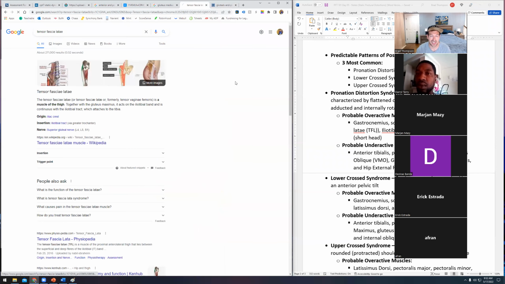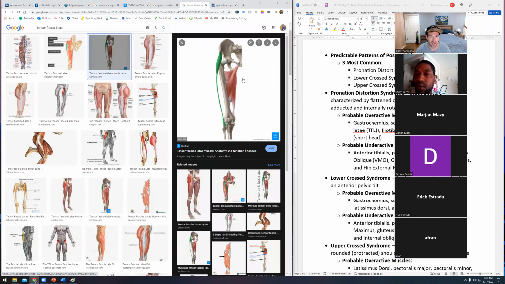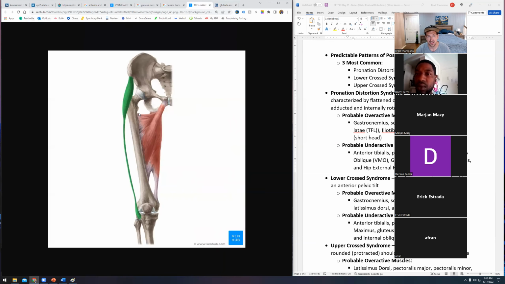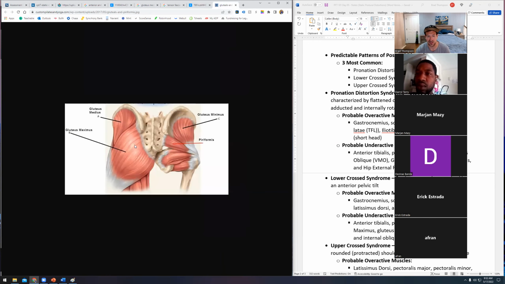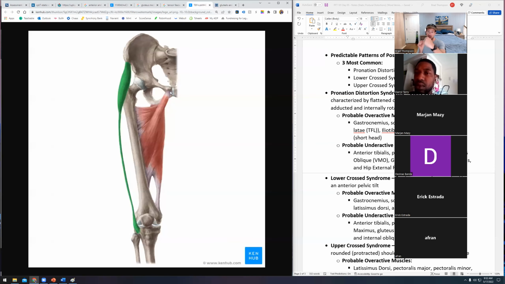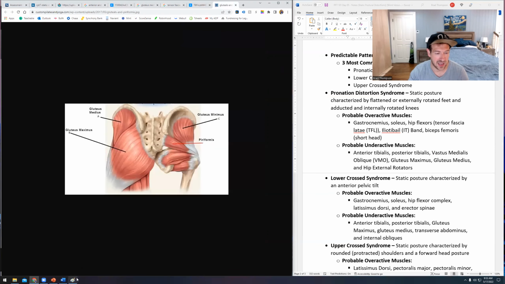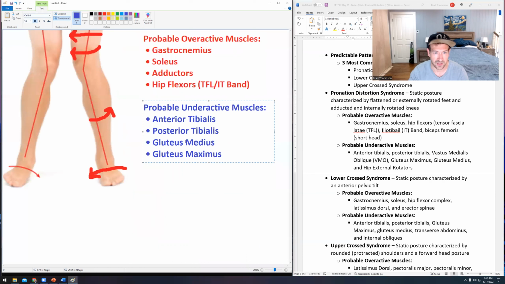So the tensor fascia latae, it's this little muscle right here that eventually becomes your IT band. It's here to the femur here. So it's the same place actually, right? They both run into the same area. One of them internally rotates the hip, that's the TFL. The gluteus maximus externally rotates the hip. That's why it's the opposite. So I don't love that they just said hip flexor. I mean, I get it, but we need to stretch out this muscle here, okay? So let's go ahead and put that one on the, oh, I already got it on the list.